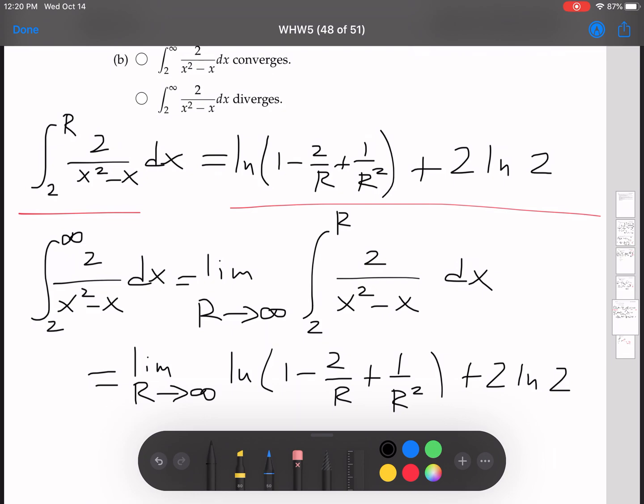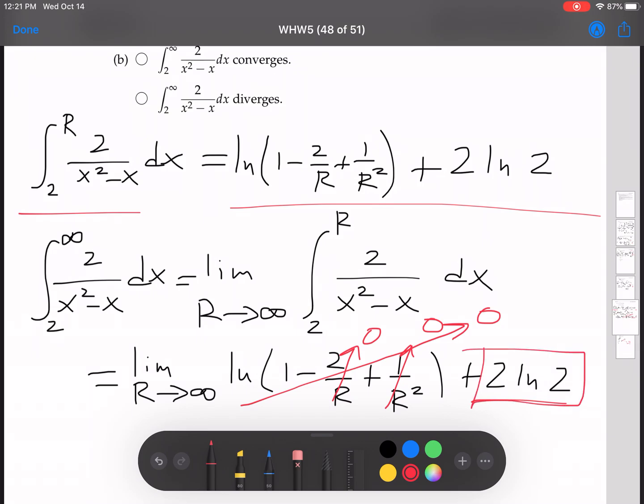Now think about what happens as r approaches infinity. As r gets large, this goes to 0, and this goes to 0. This stays constant. And then we have ln of 1, so this whole thing becomes 0. And we're left with 2 ln 2. That's a number, so therefore this thing converges.